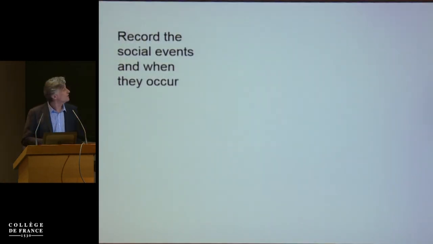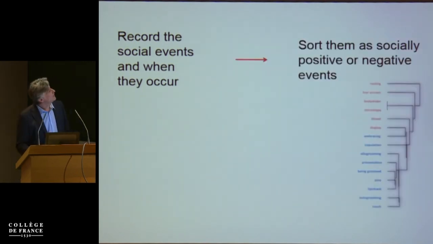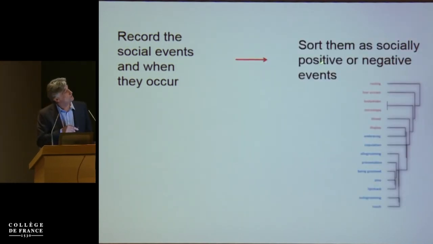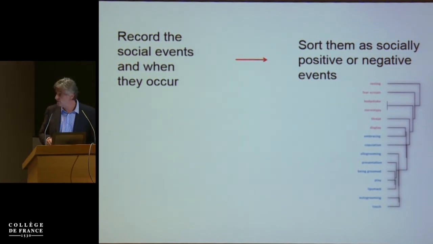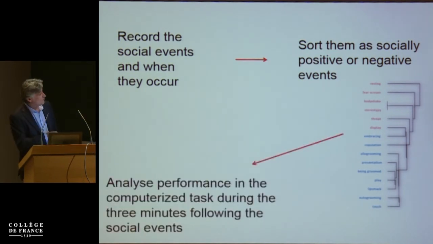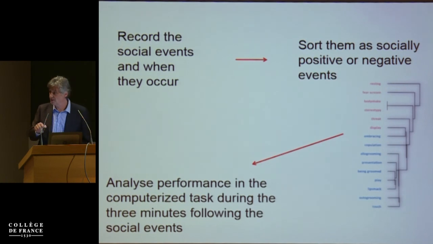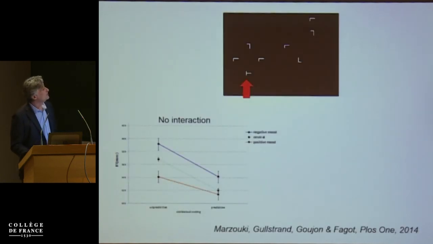So this is what we did. We recorded the social events when they occurred inside the enclosure. Then we sorted them as being socially positive or negative events. And then we analyzed the performance in the computerized task, depending on what they had done during the 3 minutes before the trials, okay?